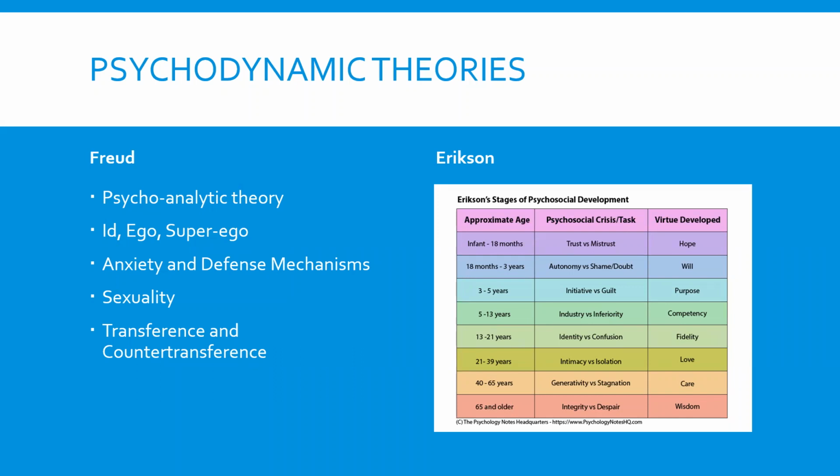From 21 to 39 years, we're looking at intimacy versus isolation, and the virtue that we can develop is love. From 40 to 65 years, the psychosocial crisis is generativity versus stagnation, with the virtue developing being care. And then after the age of 65, we work at integrity versus despair, with the virtue being wisdom.